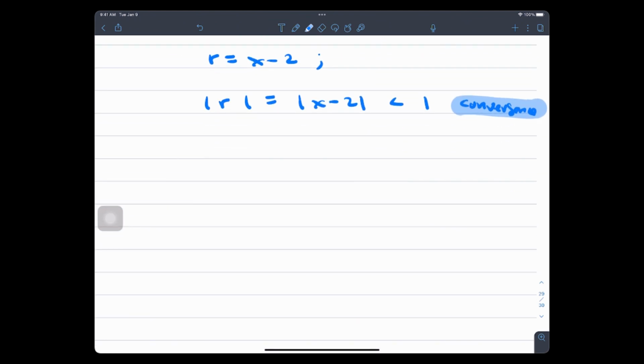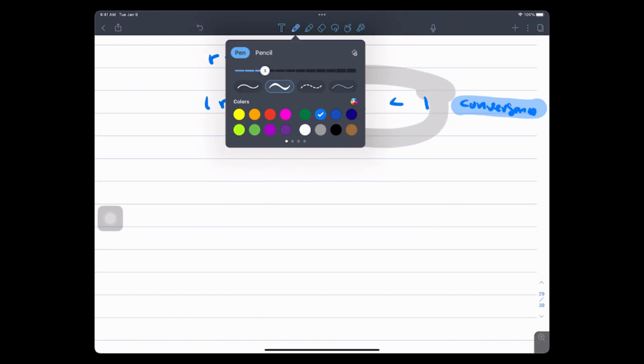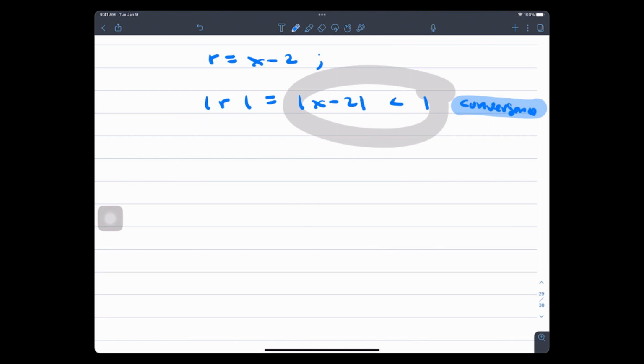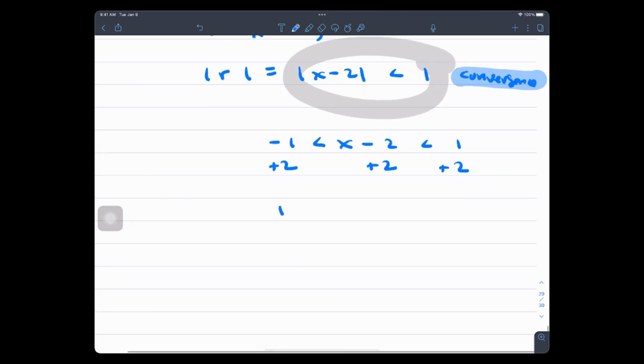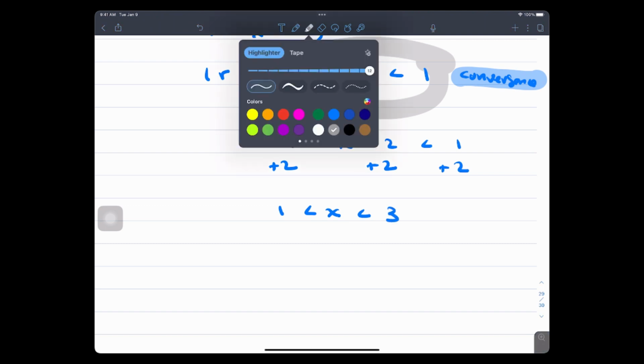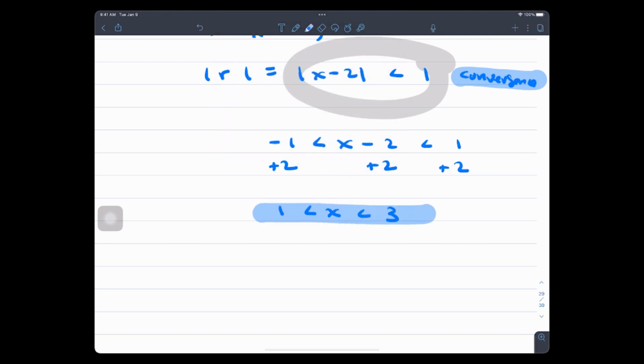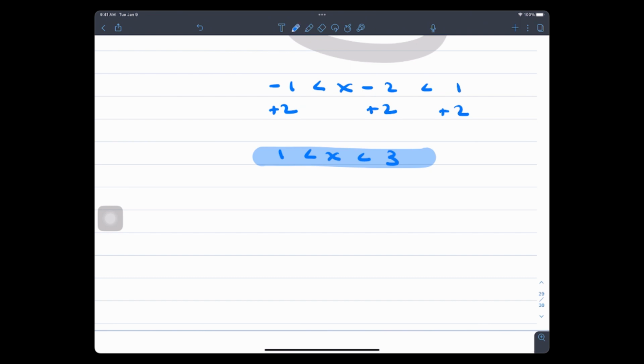So what do you guys do with this part right here? What does that mean again? It means -1 less than x minus 2 less than +1. So you want to add 2 to the middle, the right, and the left. So here's the deal: 1 is less than x, which is less than 3. So this is going to be my interval of convergence, from 1 to 3. Is that right?